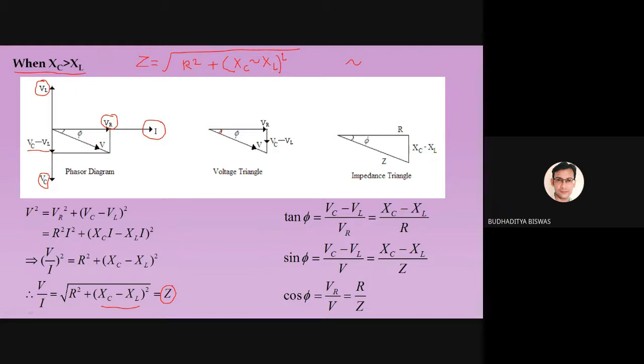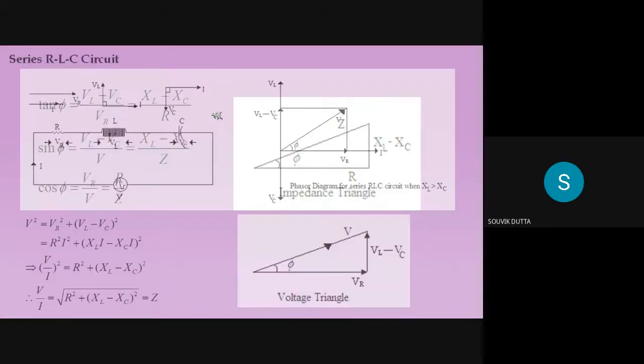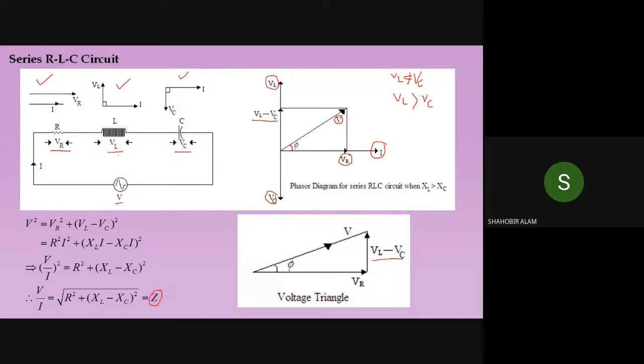Okay. Now what happens if the voltage across the inductor becomes equal to the voltage across the capacitor? Sir, it will be a purely resistive circuit, because VC equals VL, so they will cancel out, and Z will be equal to R.